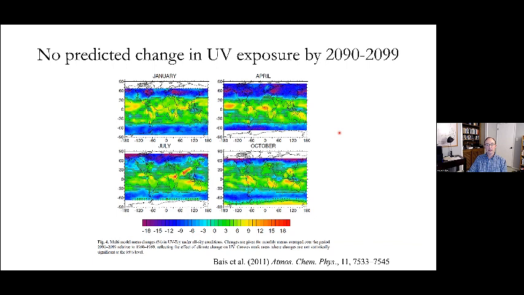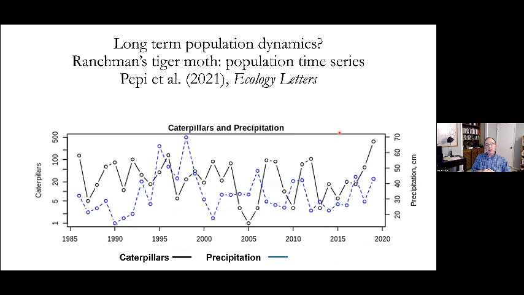Now, let me end real quick, about 5 minutes more of lecture here. What about the long-term population dynamics in this system? Over the period 1986 to 2019, I think this is plotted here, when we had wetter years, the blue line here, we tended on average to have higher abundances of our caterpillars. And I've shown you some short-term data from that.